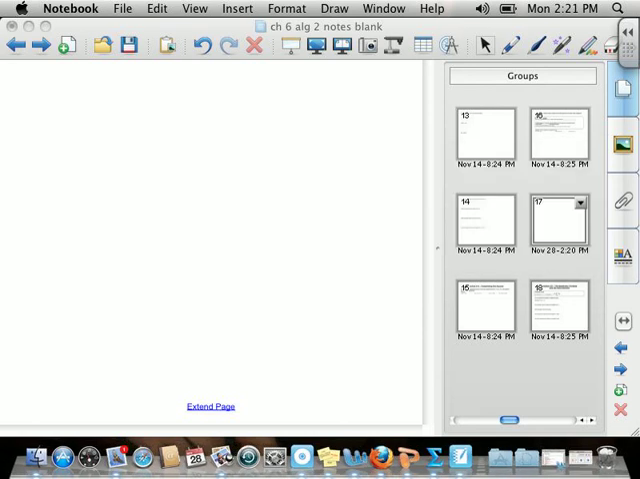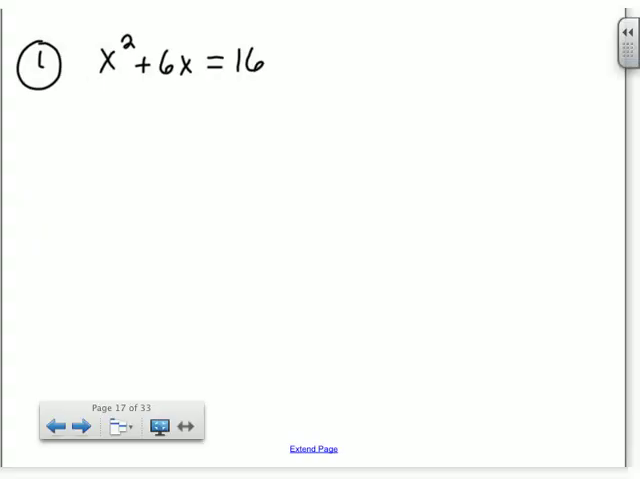All right, so we're going to do a little review of completing the square first. So if I had x squared plus 6x equals 16, and I wanted you to solve by completing the square. Okay, when I complete the square, I want a couple different things to be set up first before I start.